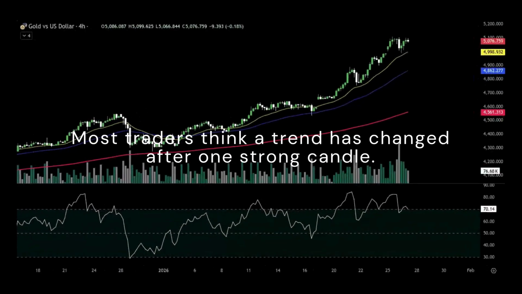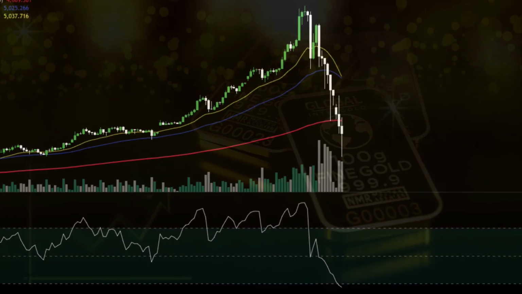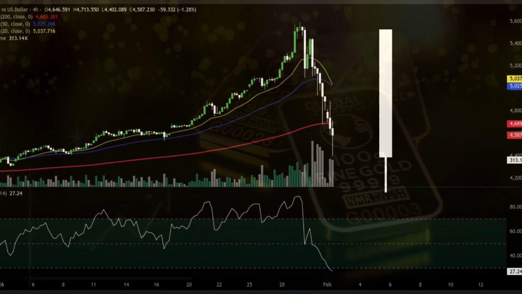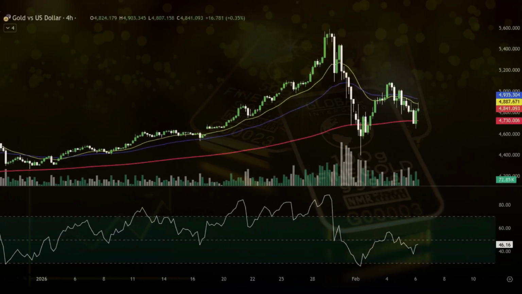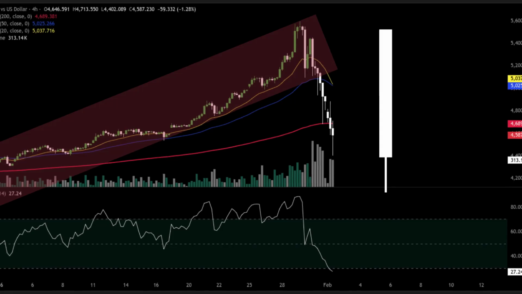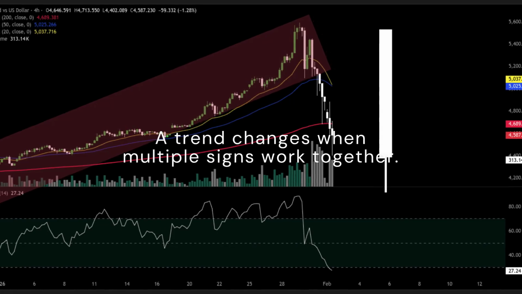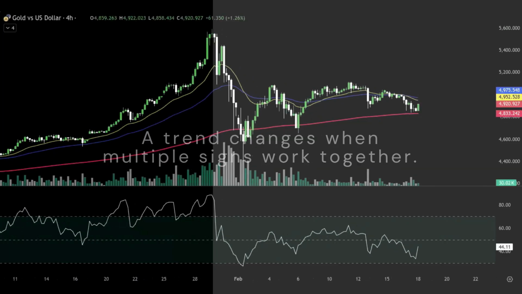Most traders think a trend has changed after one strong candle. Gold drops hard. Everyone starts selling. Then suddenly price turns around and continues higher. The trader gets trapped. The problem is simple. A trend does not change because of one candle. A trend changes when multiple signs work together.